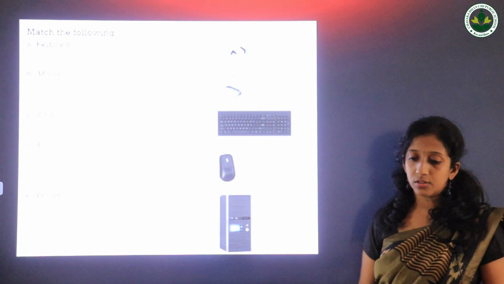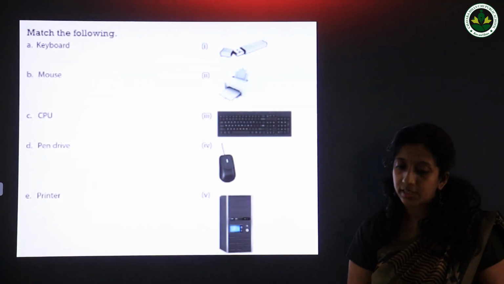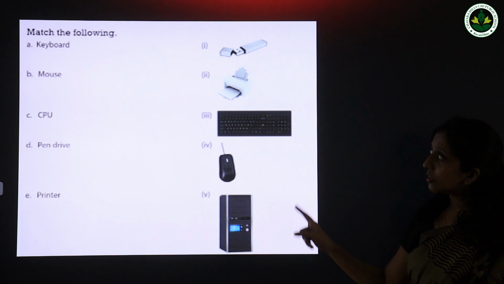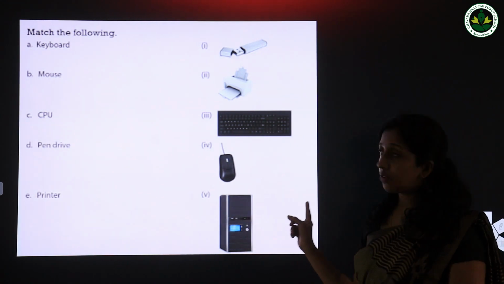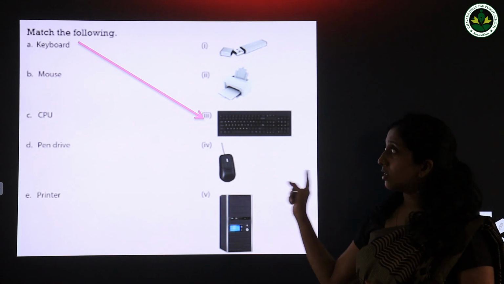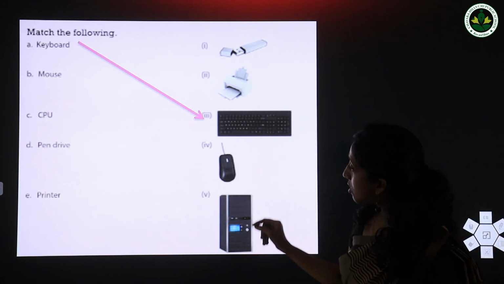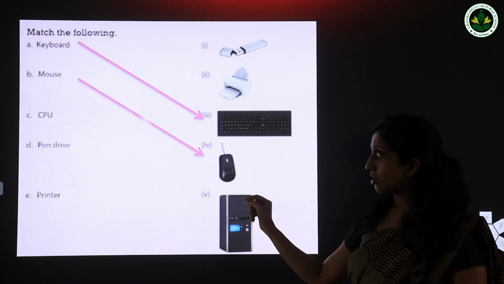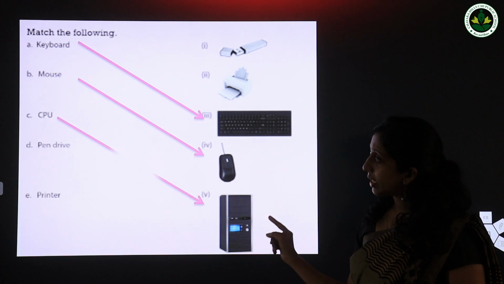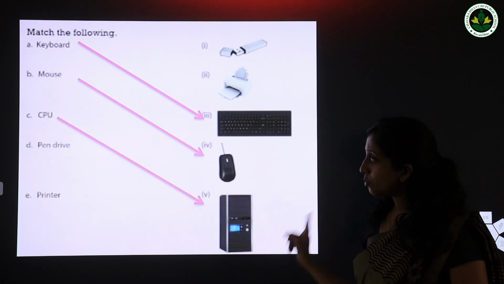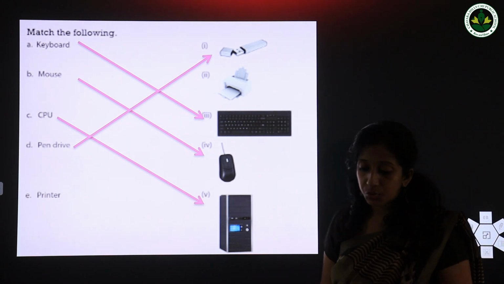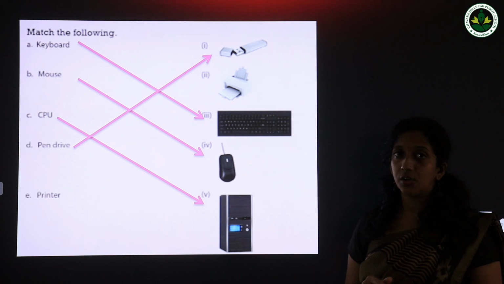In your textbook, page number 23, a match the following is there. Let us have a look at the answers. First one is keyboard. You can identify which is the keyboard, so you have to mark a line there. Next is mouse. You have to draw a line from the mouse to the picture. Next is a CPU. This is a CPU, and the last one is a pen drive. So this is the picture of a pen drive. You have to complete page number 23 in your textbook.